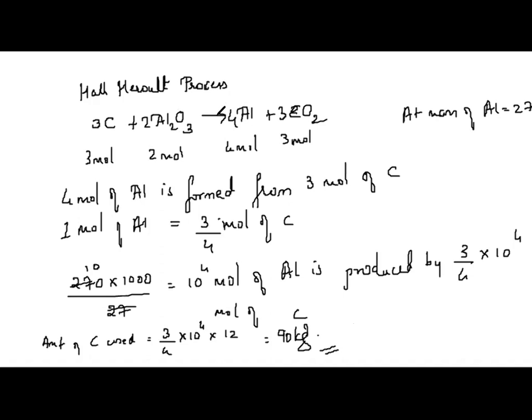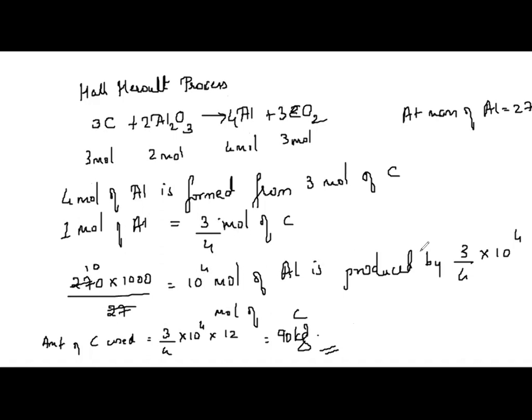This is the amount of carbon used. So we have written the reaction. From the reaction, we get to know that 4 moles of aluminium is formed from 3 moles. So for 1 mole of aluminium, it will be 3 by 4 moles of carbon. But they have said 270 kg, so that should be converted to moles. That means I will get to know how many moles of aluminium are there. 270 into 1000 divided by 27 atomic mass, 10 raised to 4 moles of aluminium are there.